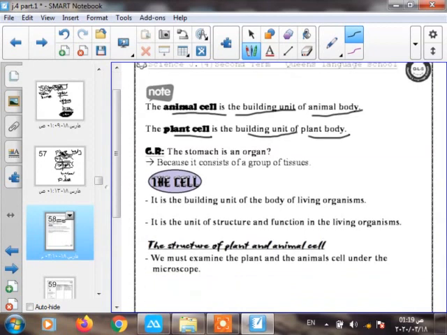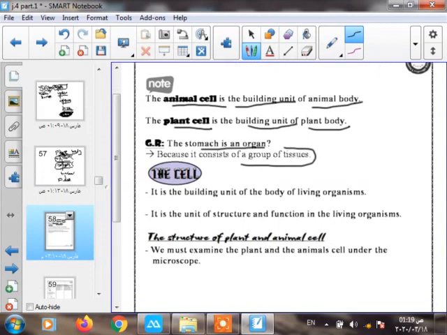When I ask you, give reason. Stomach is an organ. Why? Because it consists of a group of tissues. Organ is made up of what? A group of tissue. When I ask you to give reason, it's an organ because it is made up of or consists of a group of tissue.